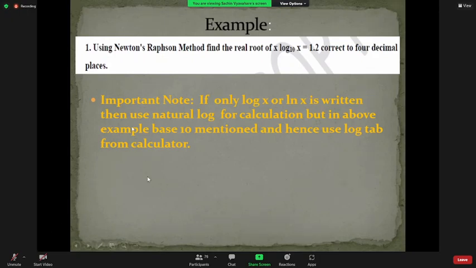Okay, good. Sir, for calculation purposes, can we convert the question of log base 10 to the natural log by dividing by 2? Yes, you can.